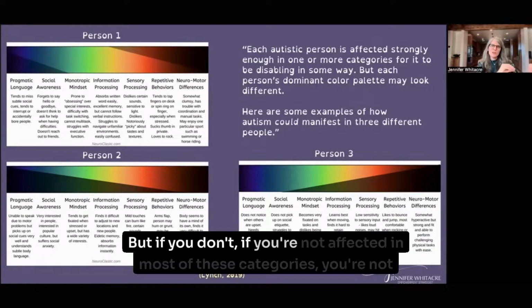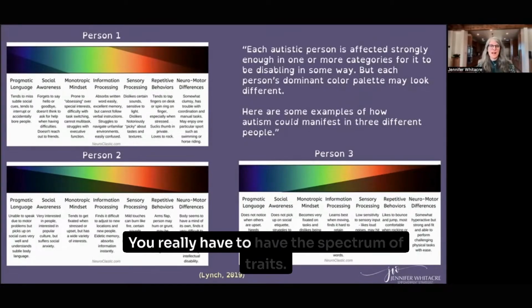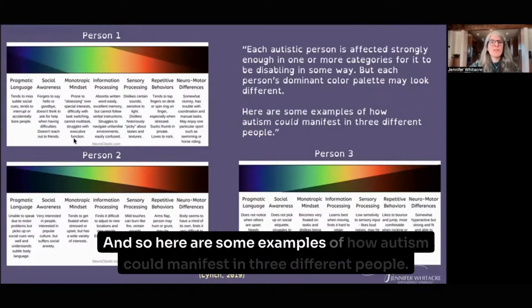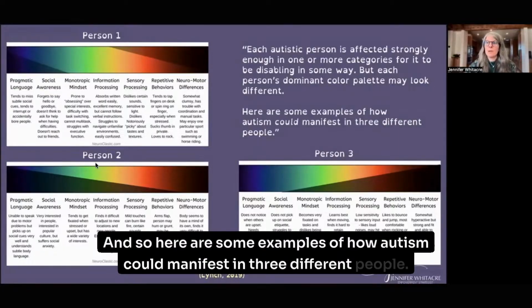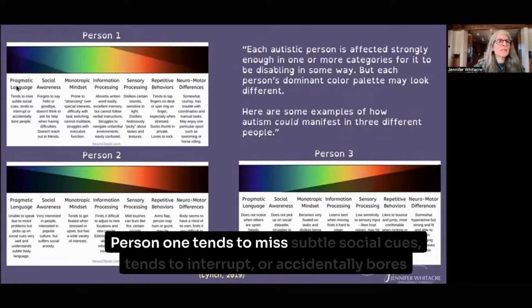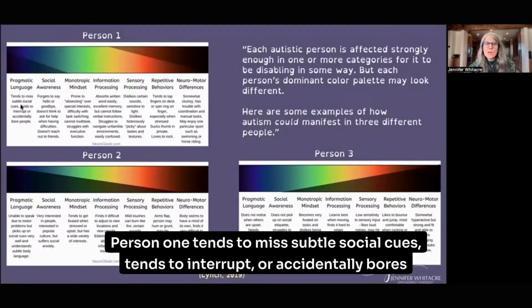But if you're not affected in most of these categories, you're not autistic. You really have to have the spectrum of traits, not just one, for it to be autism. And so here are some examples of how autism could manifest in 3 different people. So let's just look at the trait of pragmatic language. Person 1 tends to miss subtle social cues, tends to interrupt, or accidentally bores people.